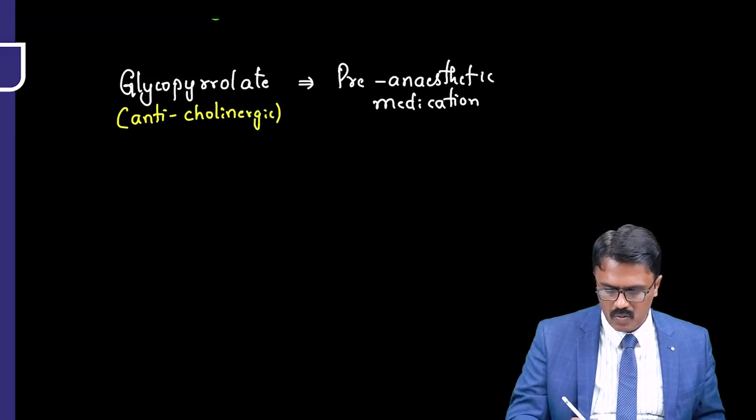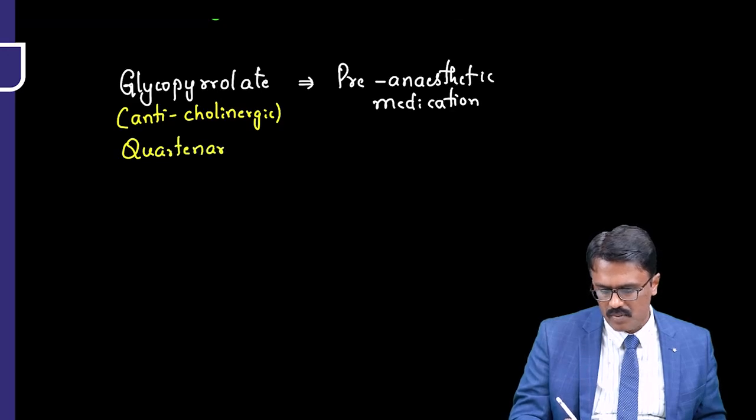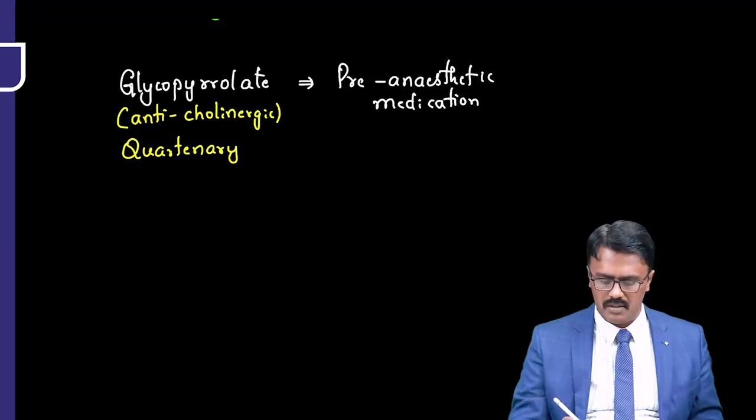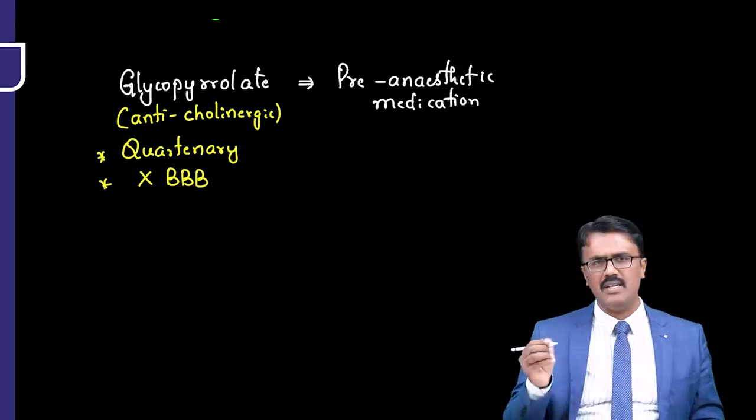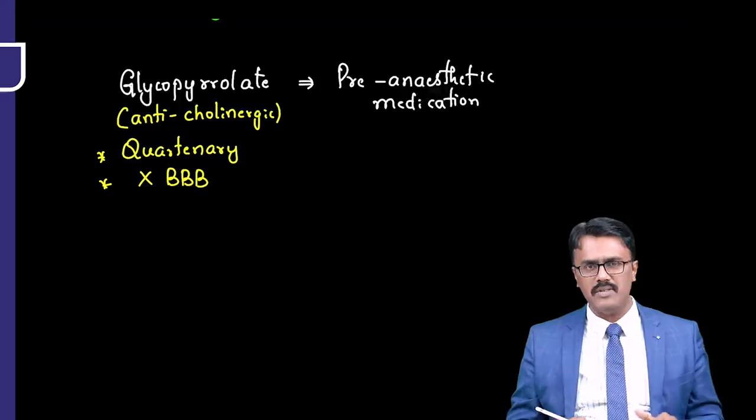And it is a quaternary compound. So quaternary compounds usually don't cross the membrane easily. So it will not cross the blood-brain barrier. Okay sir, that is fine, that is pharmacokinetics, but why are we using it?